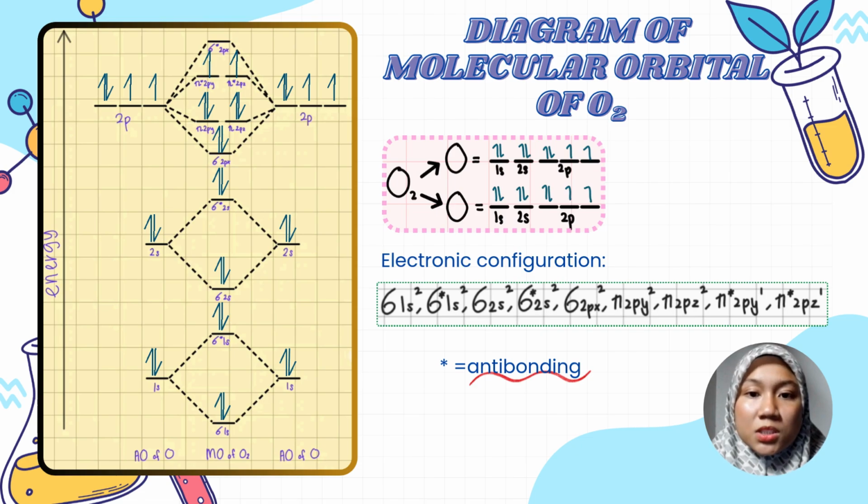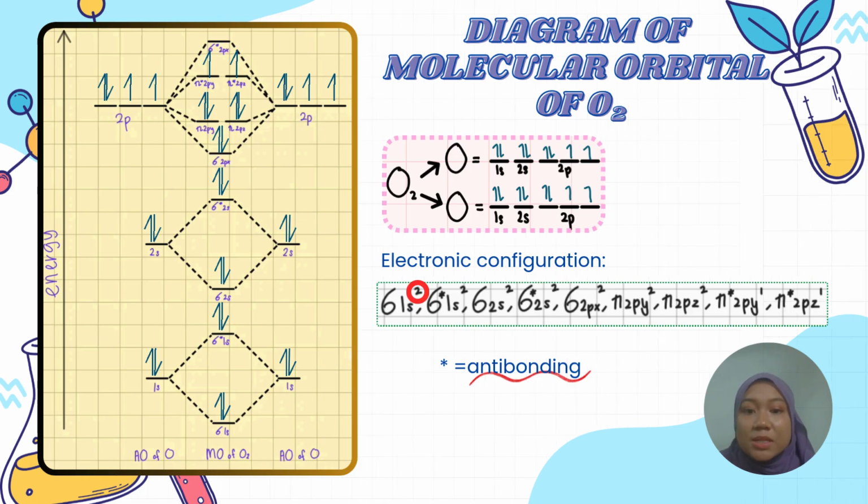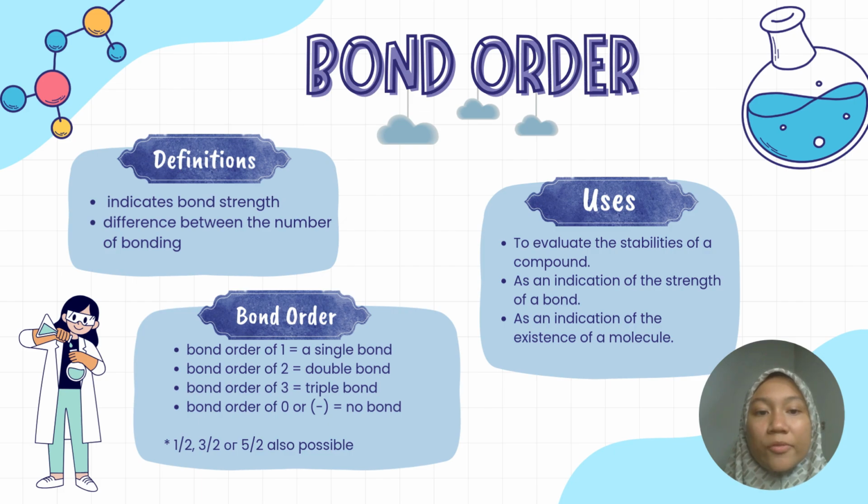And for your information, a star is shown for the antibonding electrons. Also, as you can see, sigma 1s2 is shown for the total electrons in the 1s orbital. Bond order shows the strength of a bond between atoms. It is based on the difference between the number of bonding and antibonding electrons. A higher bond order means a stronger and more stable bond.